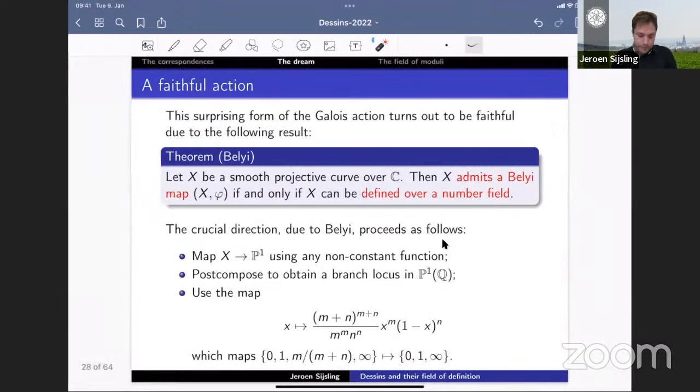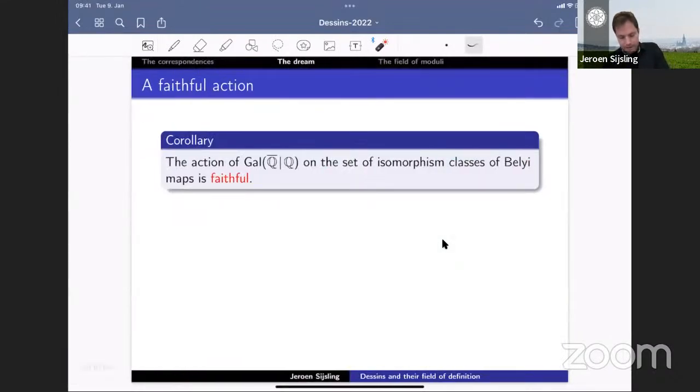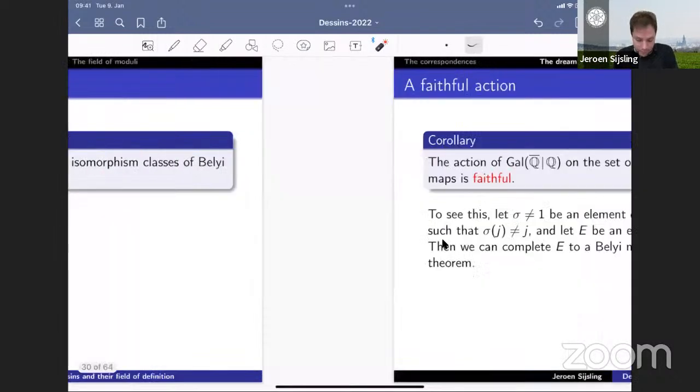It's a completely explicit, finicky proof, but it has a very important corollary: if you look at the Galois action of the absolute Galois group of Q bar over Q on the set of isomorphism classes of Belyi maps, then that is faithful. You'll see what it means in the proof, but it means that every time I have a non-trivial element of this Galois group, it acts non-trivially on some dessin. And here's how that goes.